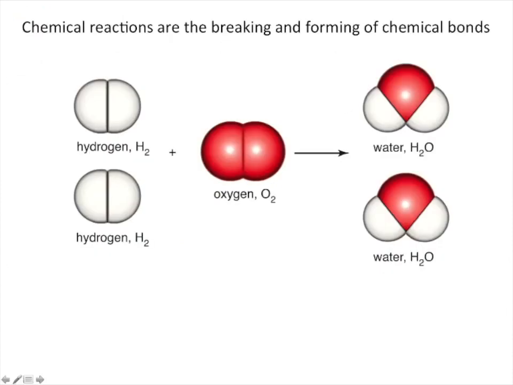Okay, so we said this before. Chemical reactions are the breaking and forming of chemical bonds. So if you take hydrogen and oxygen, put them together, light it up, it makes a nice explosion, and you get water vapor out of it. And so in the process of that explosion, the bonds between the hydrogen atoms break, the bonds between the oxygen atoms break, and then they form together as water. And this is what happens during a chemical reaction.